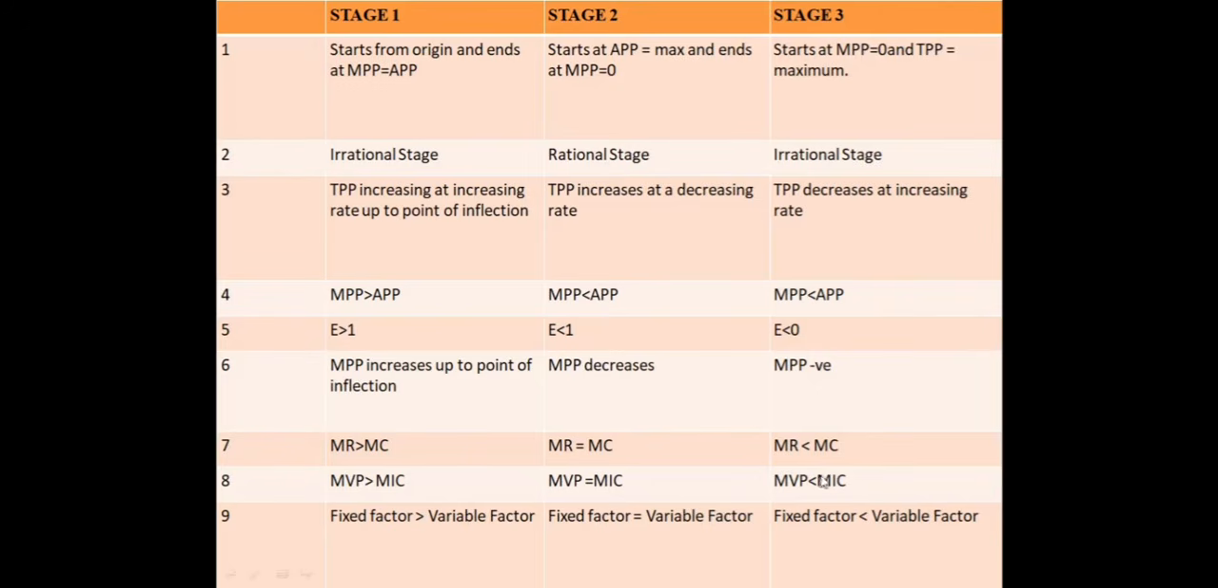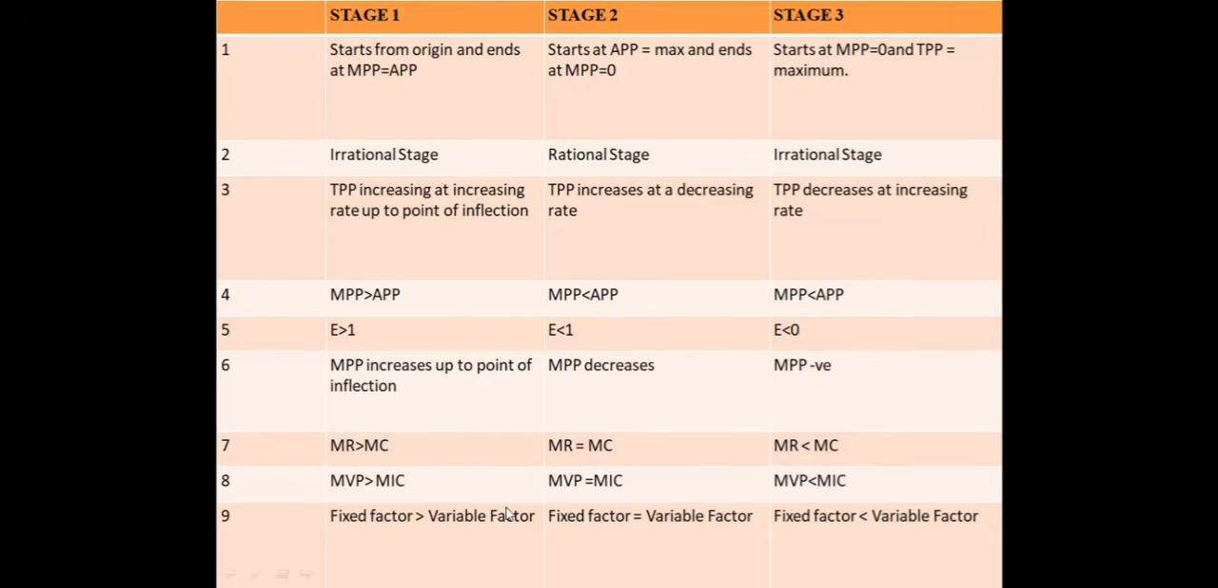Next, in stage 3, MR is less than MC, as TPP is decreasing, declining. So it's quite obvious our total product is decreasing, meaning return will also be decreasing. So MR is less than MC. Then similarly, marginal value product and marginal input cost have similar relations. Marginal value product will be greater than marginal input cost in stage 1, equal to marginal input cost in stage 2, and lesser than marginal input cost in stage 3.